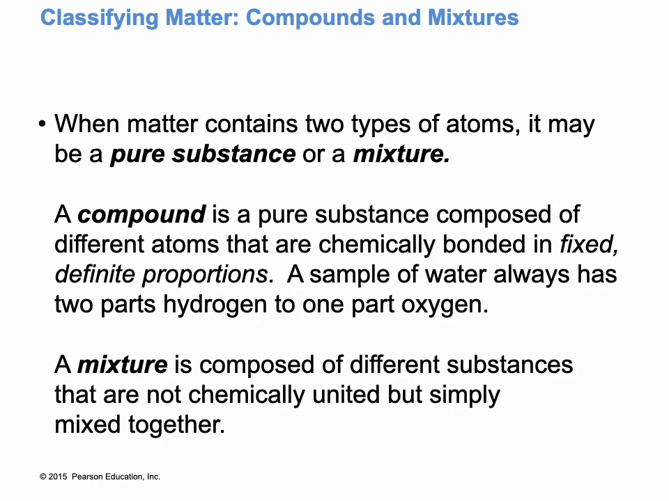When matter contains two types of atoms, it may be a pure substance or a mixture. A compound is a pure substance composed of different atoms that are chemically bonded in fixed definite proportions. A sample of water always has 2 parts hydrogen to 1 part oxygen. So every particle is always 1 red sphere, 2 gray spheres. And so we would call that a pure compound. A mixture, on the other hand, is composed of different substances that are not chemically united but are simply mixed together. So let's look at that.